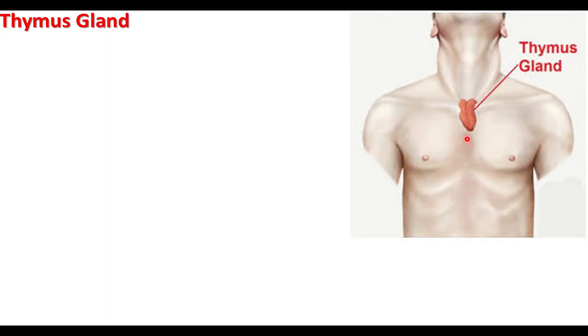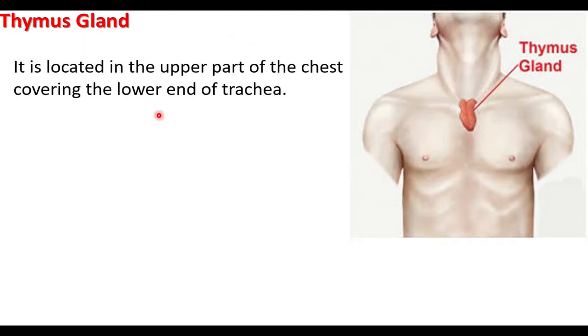It is involved in immunity. What is immunity? Immunity prevents the diseases. It is located in the upper part of the chest, covering the lower end of trachea. In this area, the trachea divides into 2 bronchi.